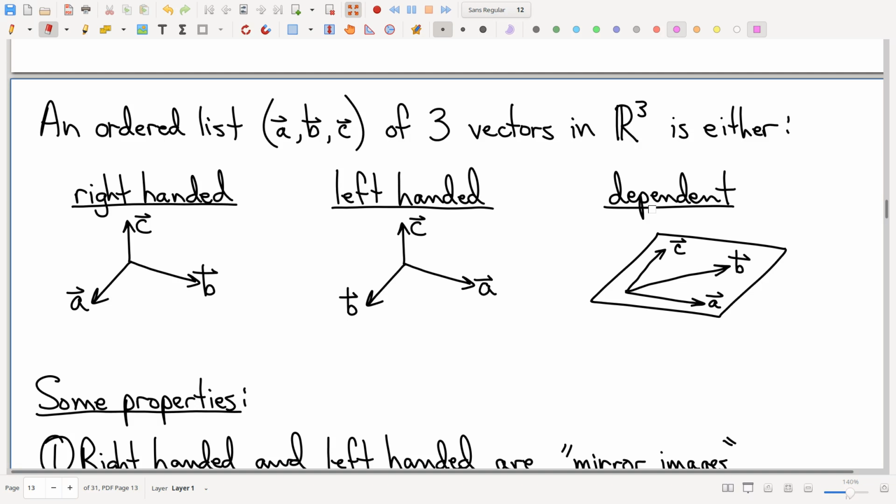This time, 3 vectors in space instead of 2 vectors in the plane. Okay, so here's how this works. I'm just going to have to hand gesture. Sorry for those watching the recording. Here's what a right-handed list would look like. Again, assuming that A is first, B is second, C is third. And just to be clear on that, A is first, B is second, and C now is third.